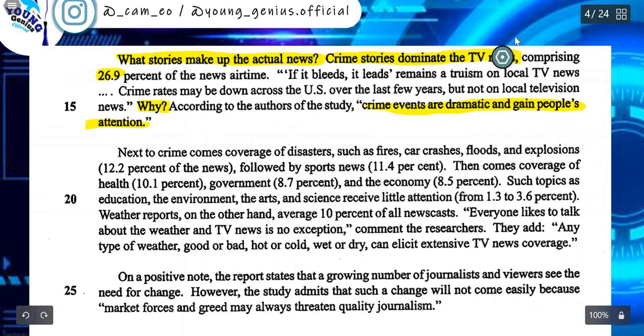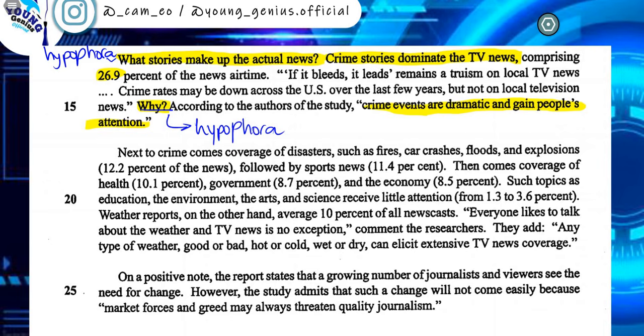Now, I need you to pay attention right here. What makes up the news? Crime stories dominate the news. This is what we call hypophora, right? Hypophora is where a question is posed and immediately after, the answer is given. And we've seen this twice right here, when they say what makes up the news, and right here when they ask why and they say according to the authors of the study. So this is also the use of hypophora.